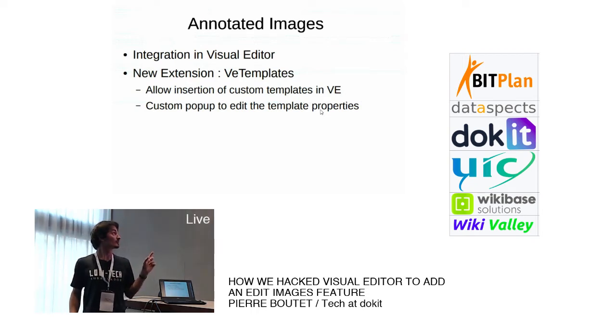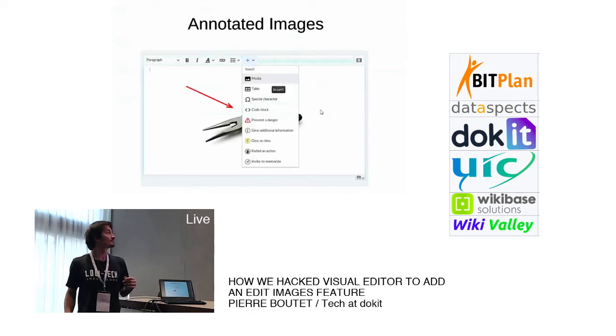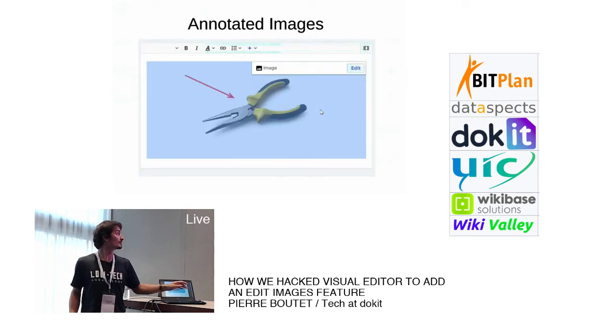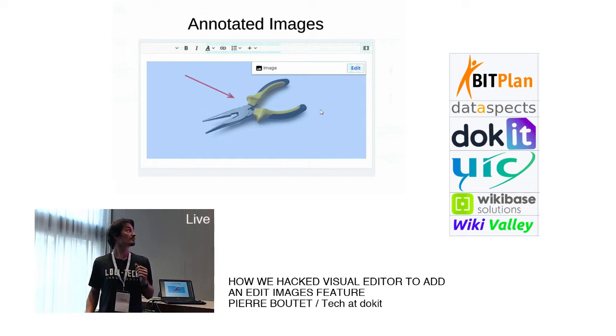So after that, I want to have the same thing for annotated image. So I customize the template a bit more. If you are in the VisualEditor window, you can just add a media, and this is what inserts. After adding the media, you have the standard edit link and the media when you click on it.